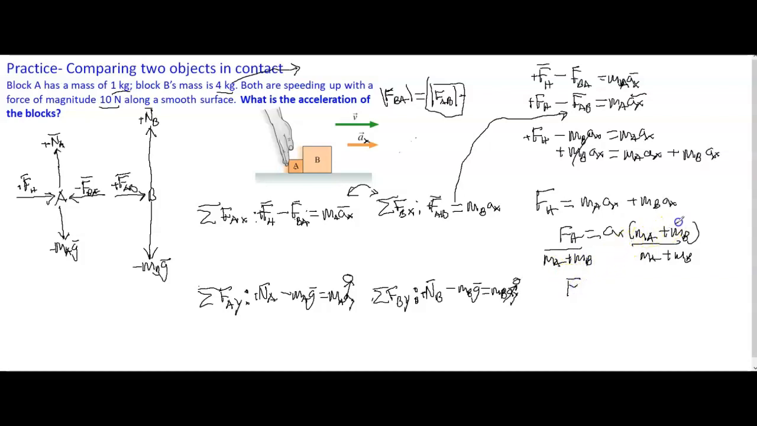And that will eliminate it there. And so now we have a hand force divided by the combined masses of block A and block B, which is equal to the acceleration in the x direction.